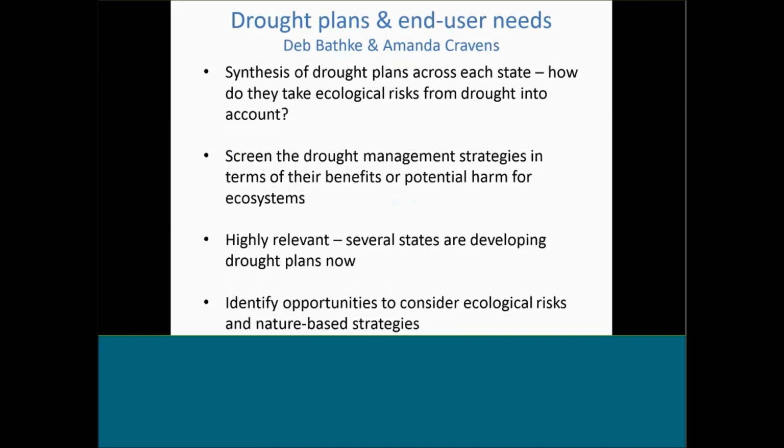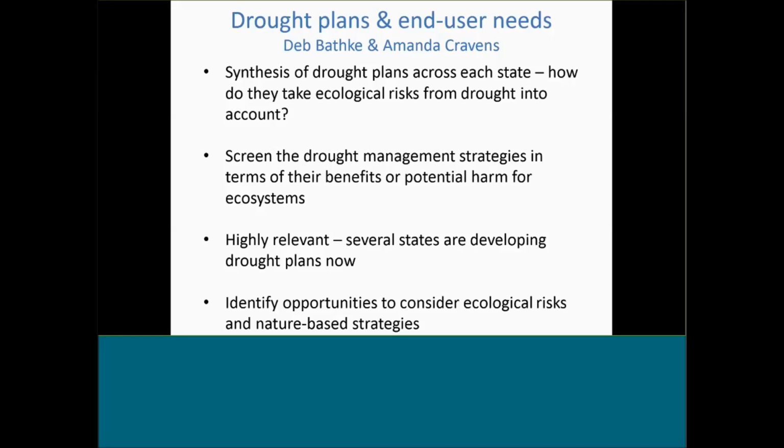We're excited about this. We think it's highly relevant right now because many states in the U.S. are developing drought plans now. And so we're seeing this as an opportunity to identify, can we consider ecological risks or nature-based strategies in the drought plans.